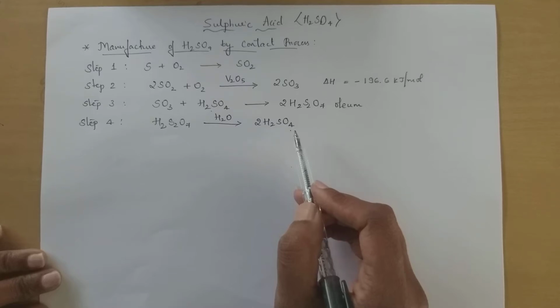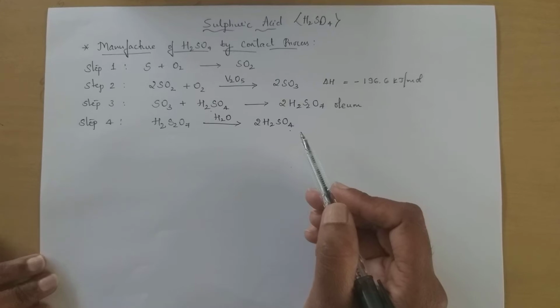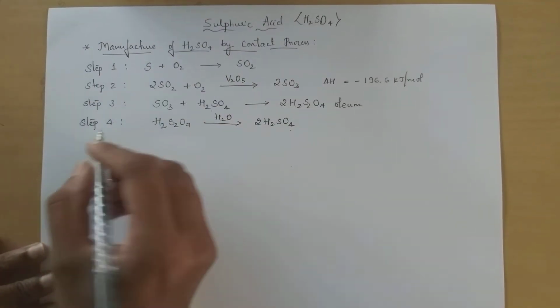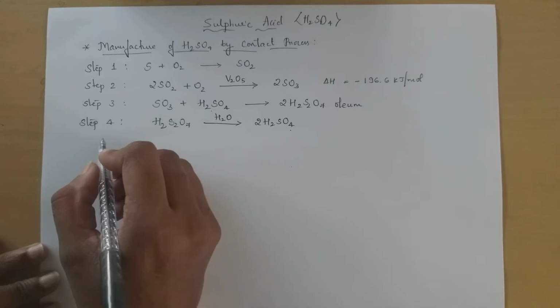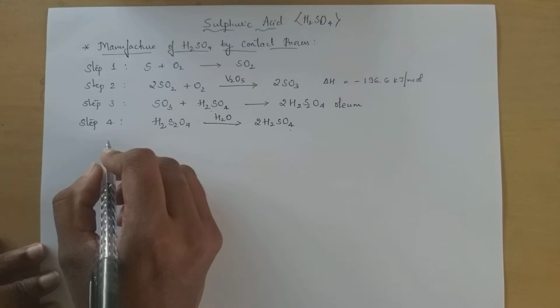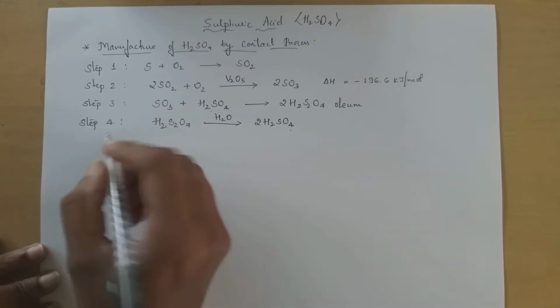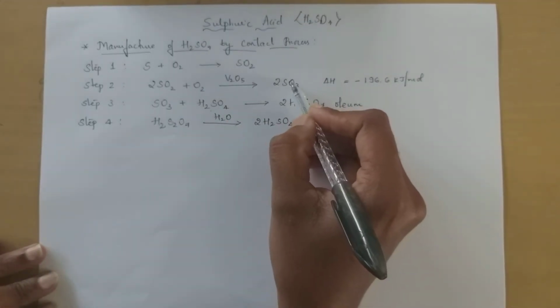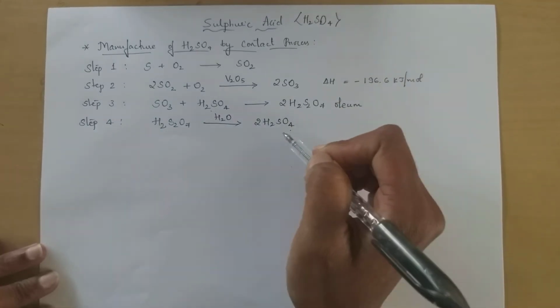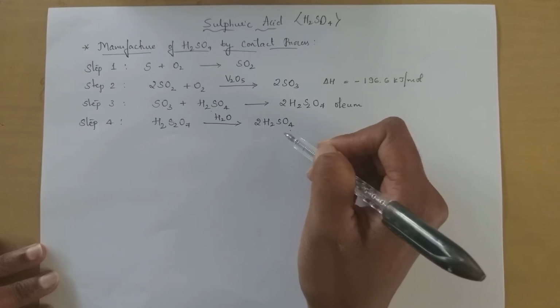So students, very important, there are some conditions to obtain a maximum yield. The favorable conditions are as follows. According to Le Chatelier's principle, we have some favorable conditions that can be maintained to get a good yield of sulfur trioxide. Sulfur trioxide is the main thing for us, and the maximum amount we get, that much maximum amount of H2SO4 we are going to prepare.